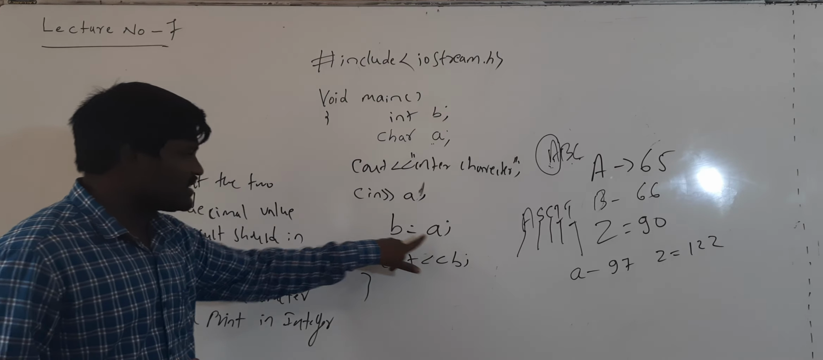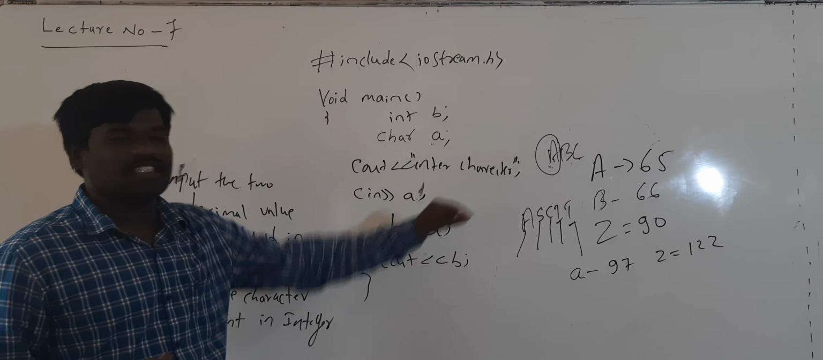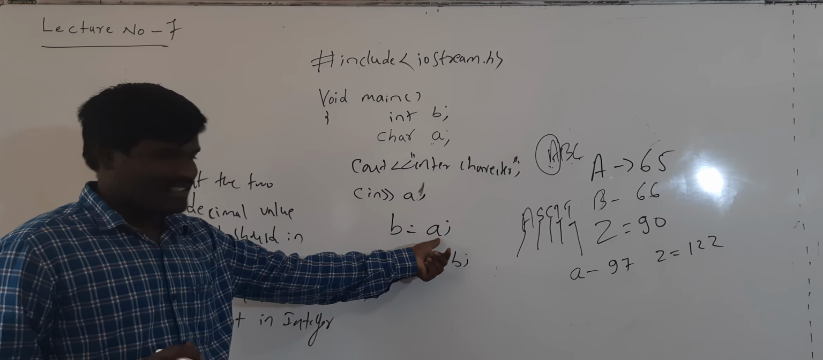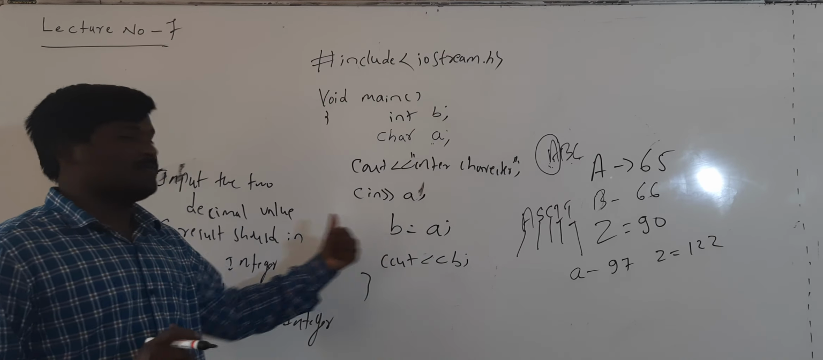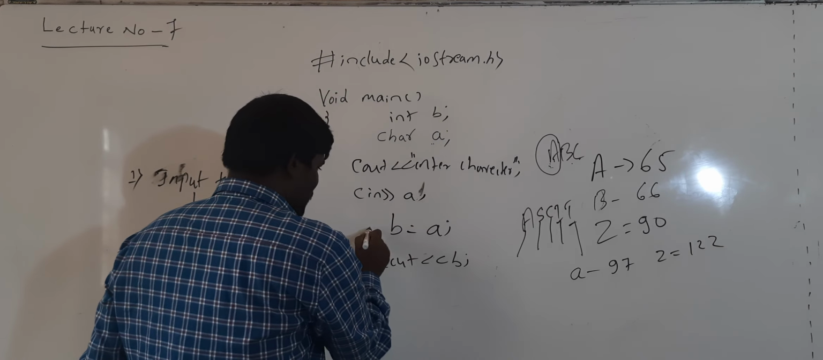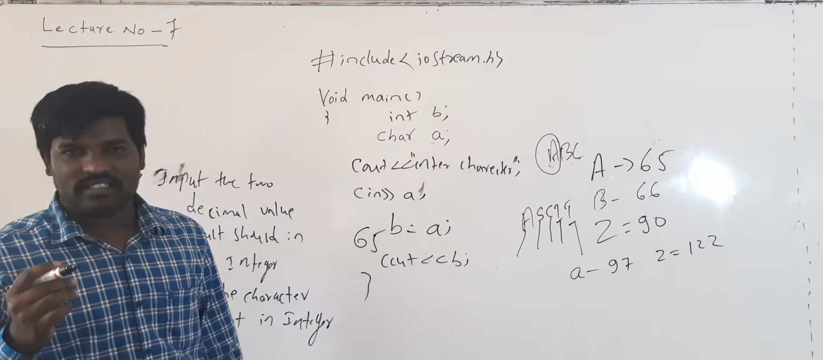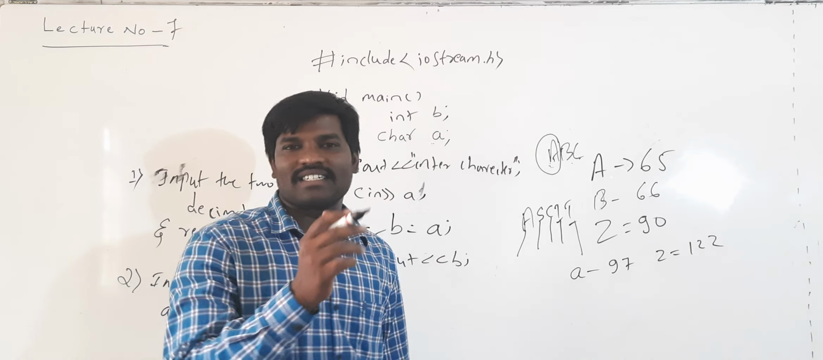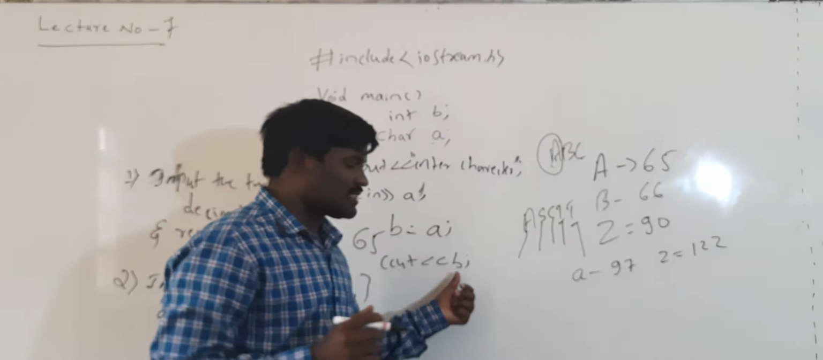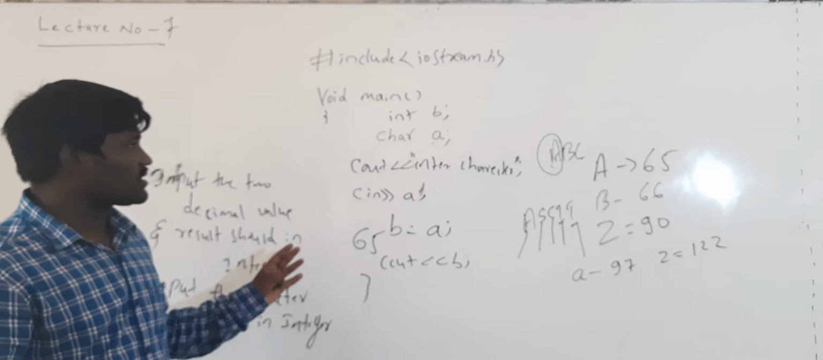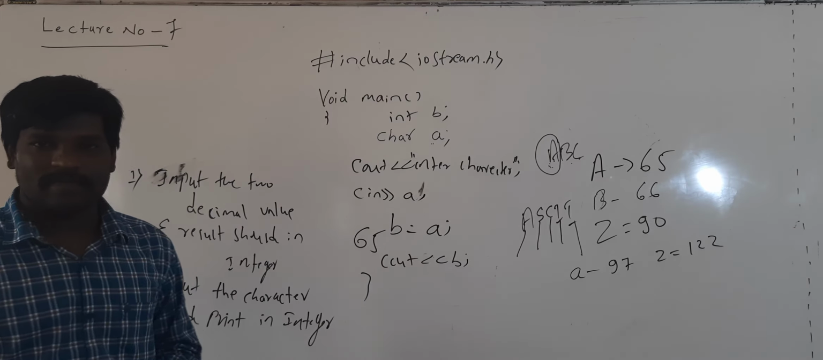So here b is equal to a, where the a value is capital A. Capital A is stored in b, so obviously 65 is stored in b. Here cout of b means the system should display the result as 65. So this is also a different example.